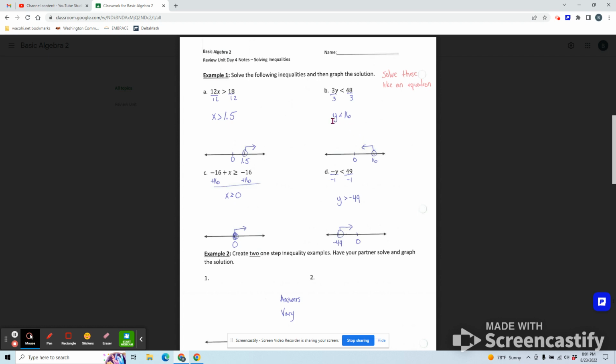So my variable's on the left. My arrow is kind of pointing to the left. Right, this arrow is pointing to the left, so my arrow is going to the left. 16, and it's an open circle.